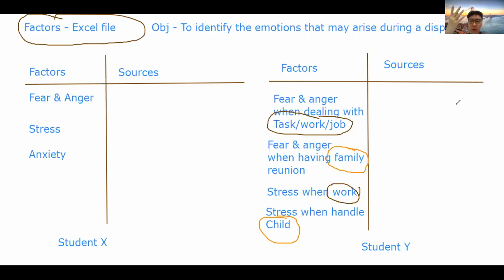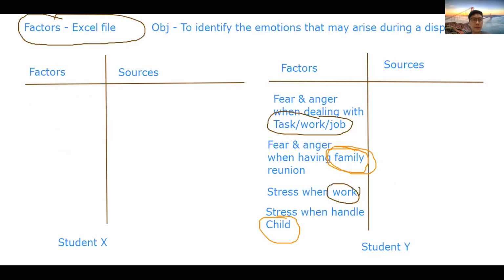Okay, from these four, from these six, can you categorize them? How many categories do you see? From these six, from these four, how many categories can you categorize them into? Ivan, good, two, right? Okay, this is the first one, family. This is the second one, work. Two categorizations.